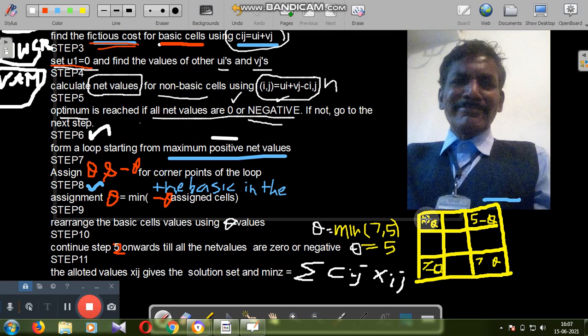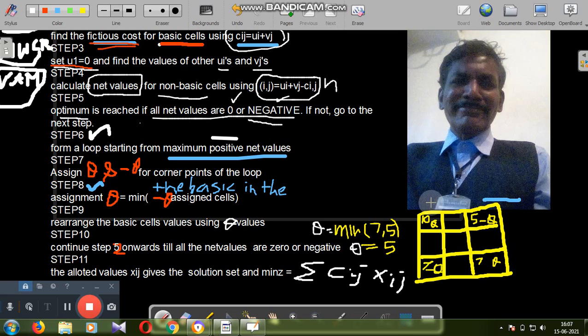See here, plus theta. Already 10 is assigned, plus theta 5, you will get 15. Here already 5 is assigned, so going from here to here, 5 minus theta. Theta is 5, 5 minus 5, 0. Here already 7 is assigned, 7 plus theta, so 7 plus 5, 12. Here 7 already assigned minus theta, 7 minus 5, you will get 2.